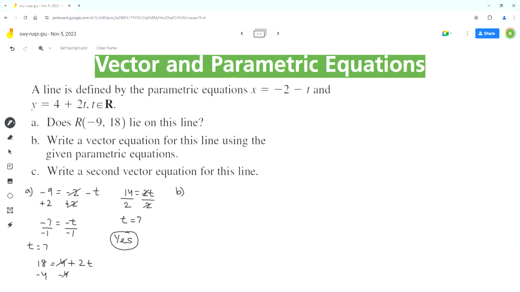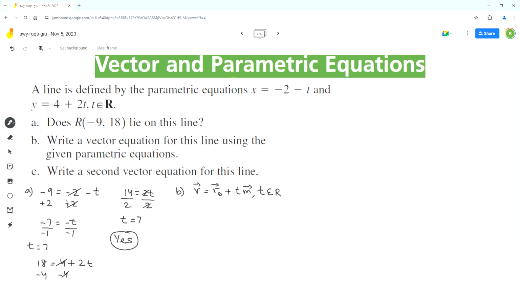Write a vector equation for this line using the given parametric equation. So let's start by writing the general equation of a line in R2 in vector form. In this general equation, R represents the position vector of an unknown point that lies on the line. R0 is the position vector of a known point that lies on the line. T is the parameter and vector M is the direction vector of the line.